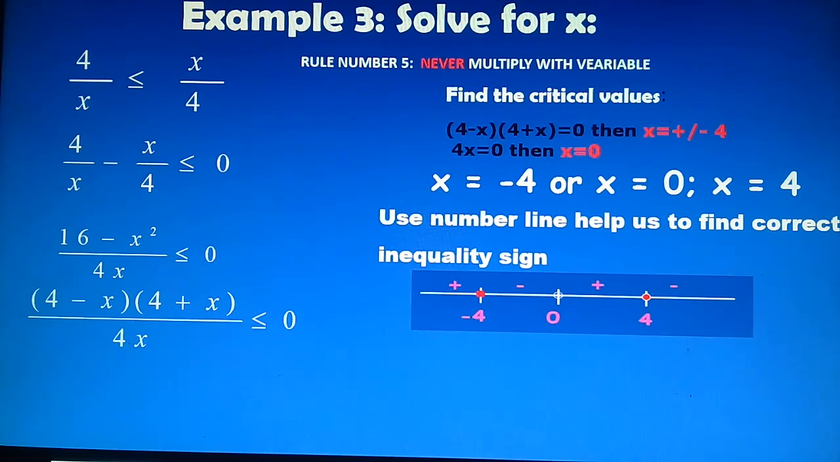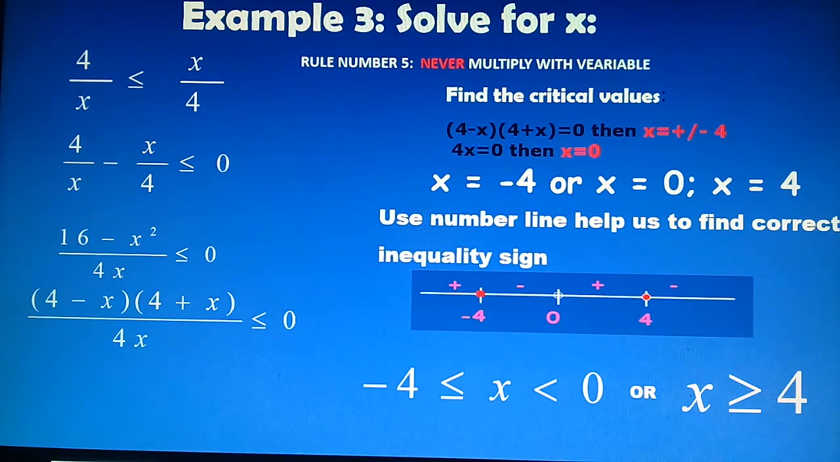What was the question? Find where our function is less or equal to 0. It means we're looking at the negative regions, because it's less or equal to 0. It means we're focusing on when x is between minus 4 and 0, because they were negative there, and from 4 up to the positive numbers. Then we write our final answer: x must be greater or equal to minus 4 and less than 0. Why didn't we include equal to there, when we say x greater or equal to minus 4, but here we said x is less than 0?